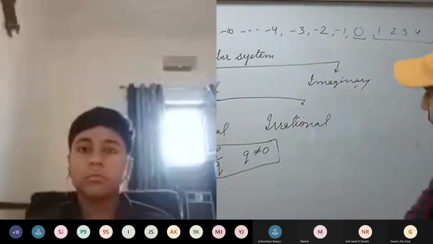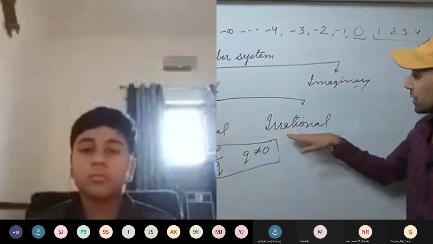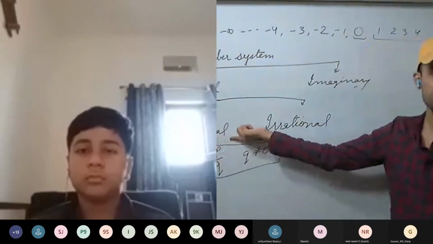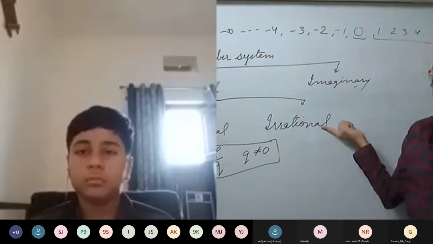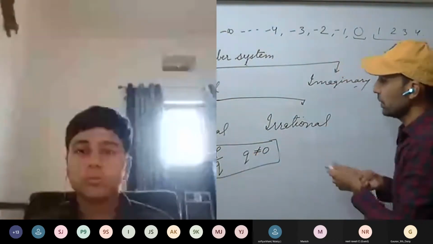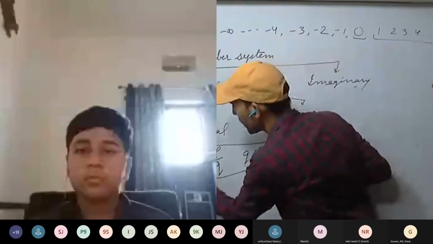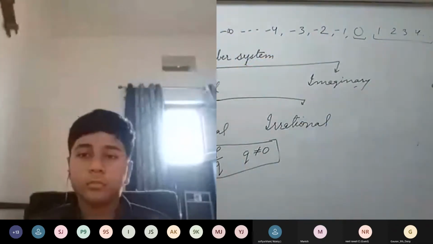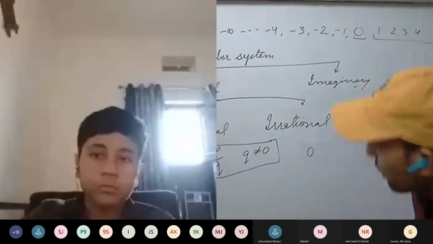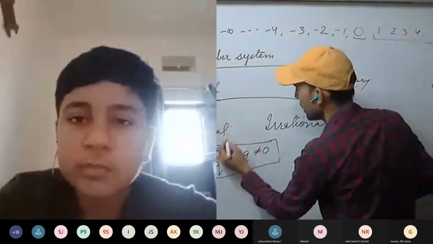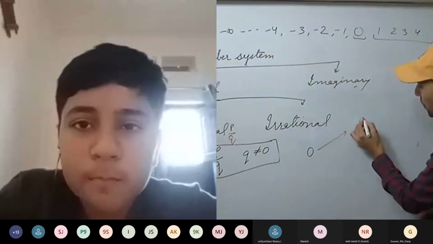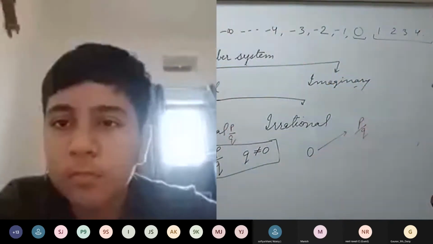So after some time, we'll be back to the definition of rational numbers and irrational numbers. We'll be discussing rational numbers in detail and then irrational numbers as well in detail. So for example, if I take 0, is 0 a rational number? Can 0 be represented in the form of p by q? Can we represent it?